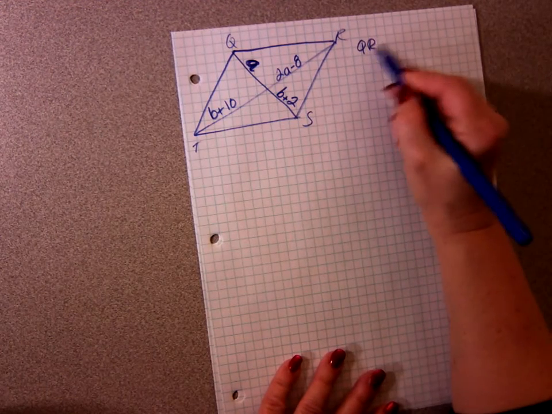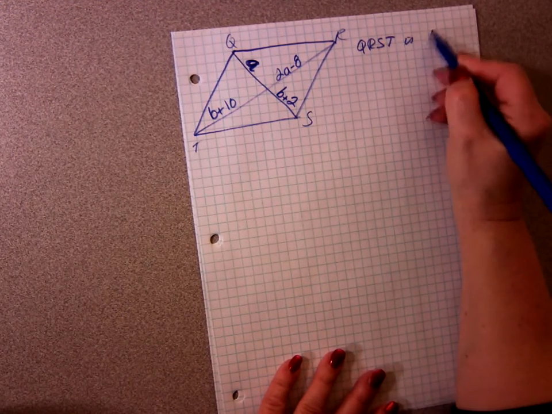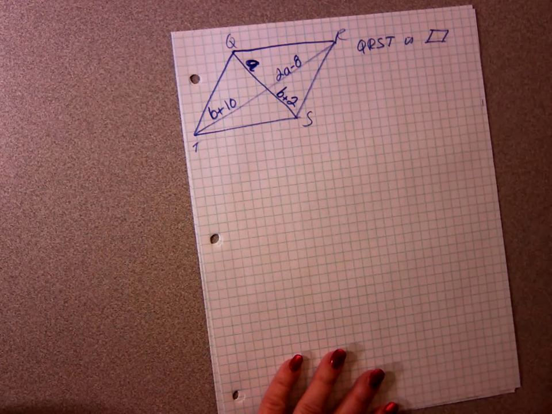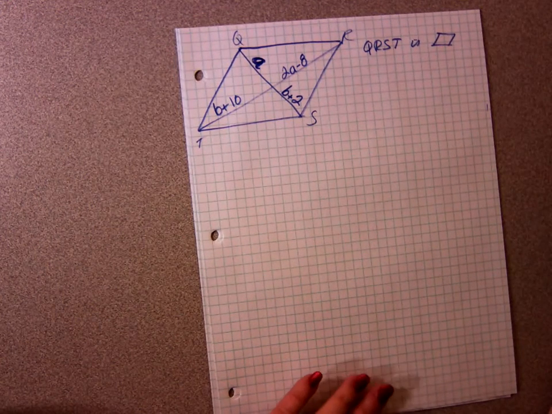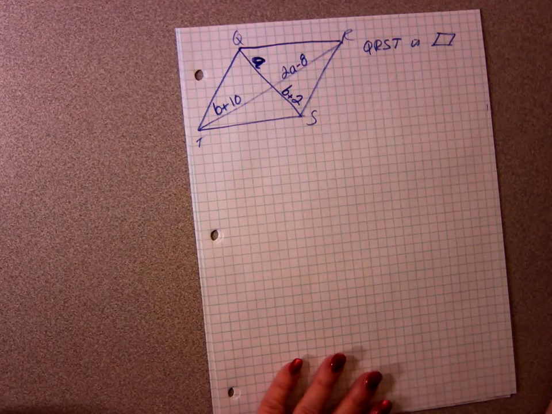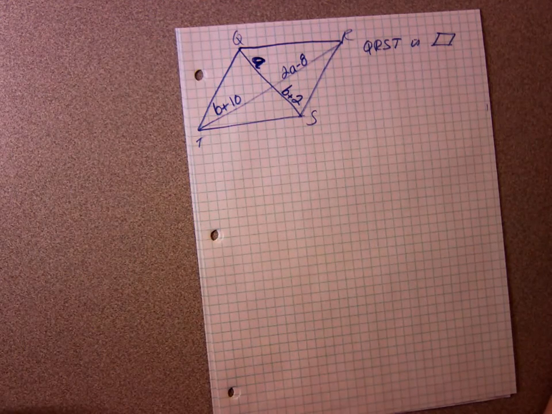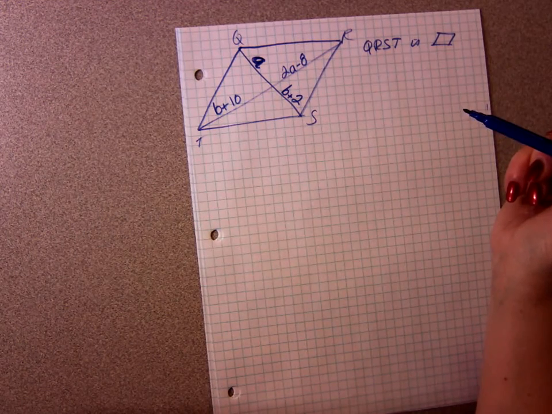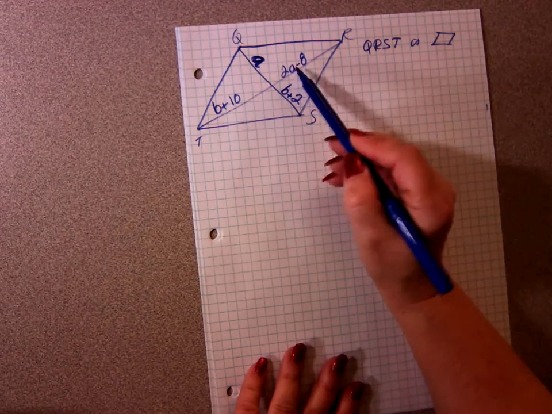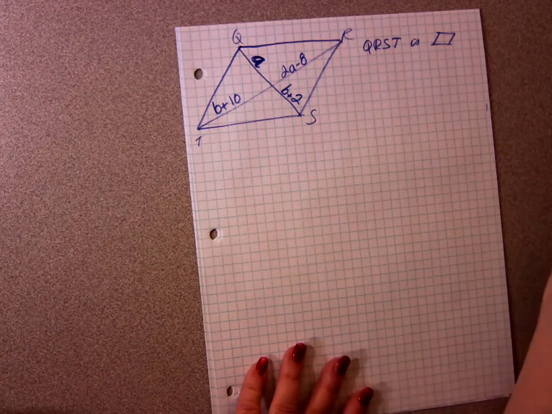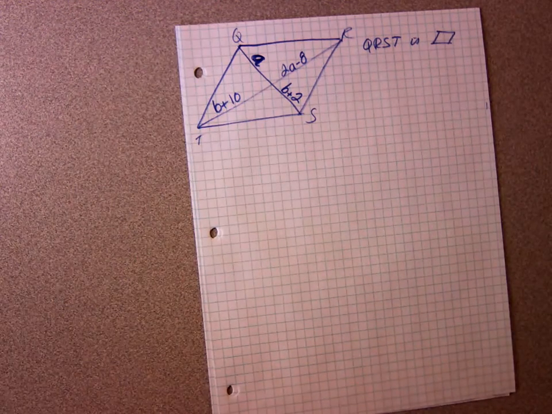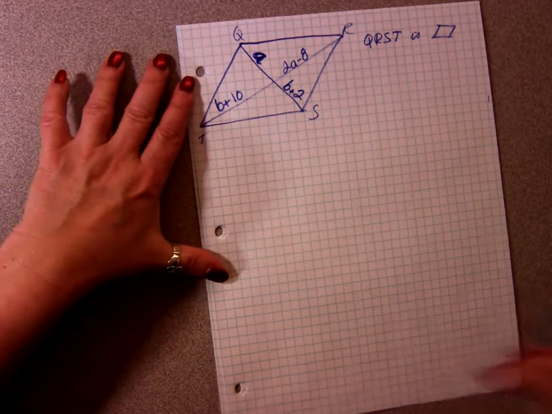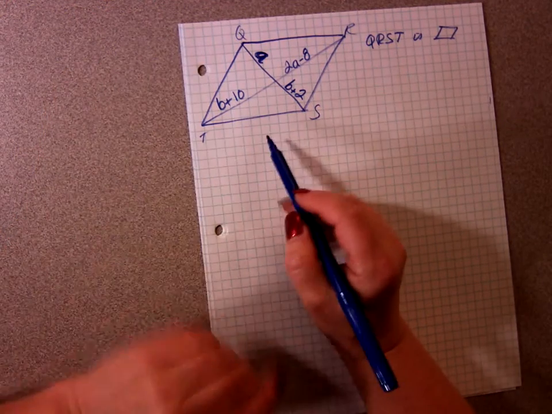So QRST is indeed a parallelogram. So theorem 6-3 tells us that the diagonals bisect each other. So that means what? That it breaks it into two equivalent or equal pieces. So this is what I'm going to start with.